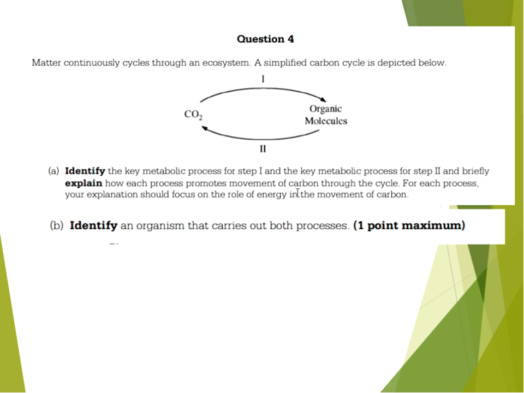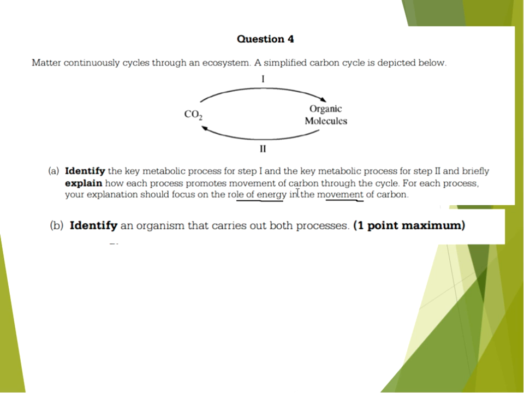So A wants you to identify the key metabolic process for step 1, where carbon dioxide becomes the organic molecules, and the key metabolic process for step 2, where the organic becomes the carbon dioxide. And briefly explain how each process promotes the movement of carbon through the cycle. For each process, your explanation should focus on the role of energy in the movement. So it's a two-part question with two different areas that we're trying to refer to.